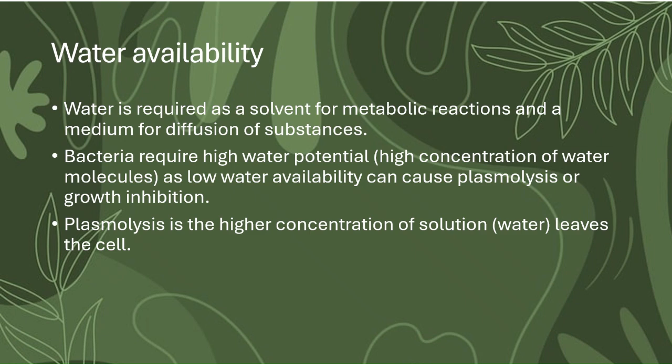Water availability. Water is required as a solvent for metabolic reactions and a medium for diffusion of substances. Bacteria require high water potential. High water potential basically means high concentration of water molecules, as low water availability can cause plasmolysis or growth inhibition. To give you context about what plasmolysis is, this is the higher concentration of solution, as in water, leaving the cell.